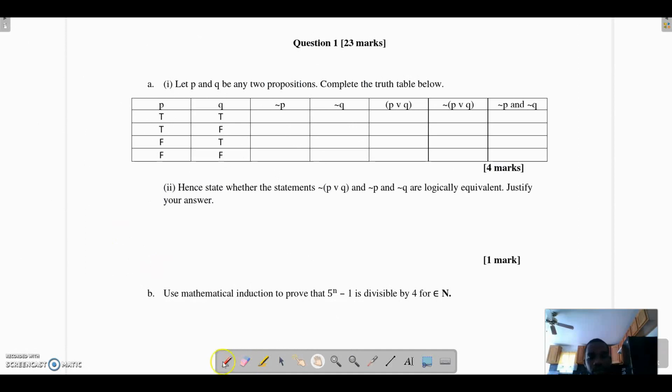Hello guys, today we're going to be looking at a mock IA for Pure Maths Unit 1, Module 1. Without further ado, we get right into the questions.